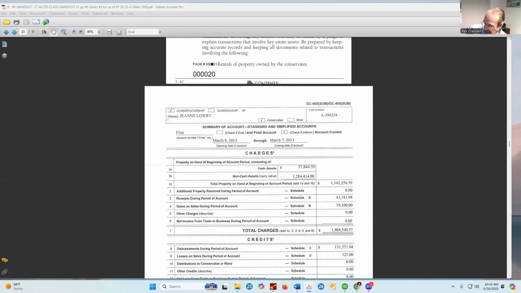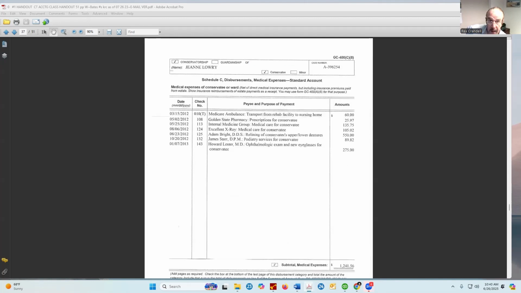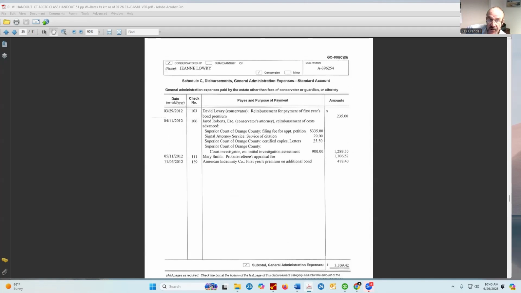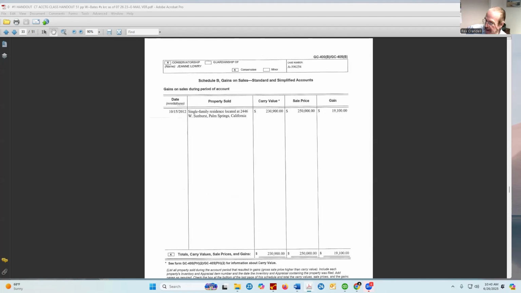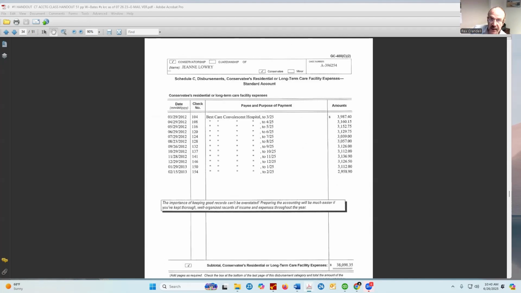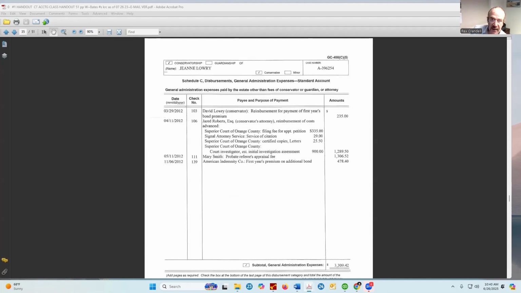So then we will move into the disbursements section, going the other direction, money going out. The first disbursement in this case is selling a house. Then we get into conservatives housing. Then we get into distributions for general administration expenses, court costs, attorney's fees.